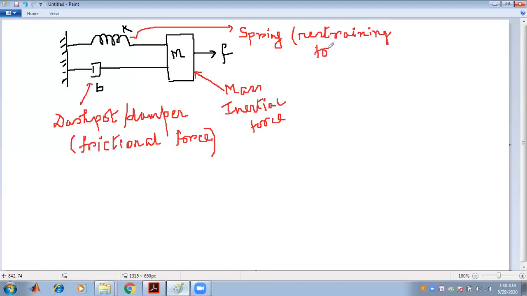If I draw the free body diagram, or FBD, of that particular mass M, we will see that when a force F is applied, the mass moves in the direction of the applied force, but there is an inertial force, the dashpot or damper force, and the spring force, which try to bring the mass back to its initial position.